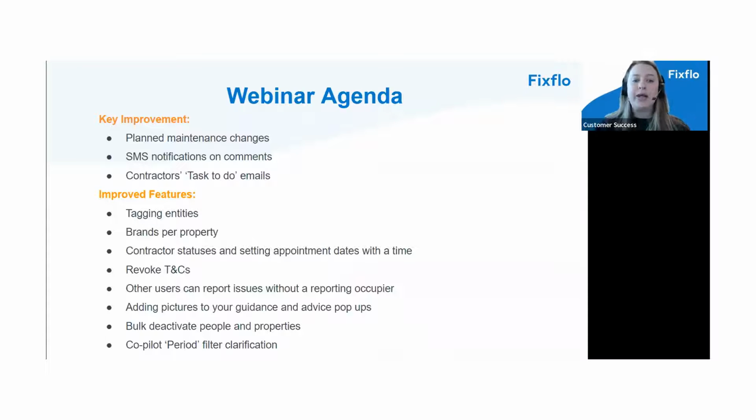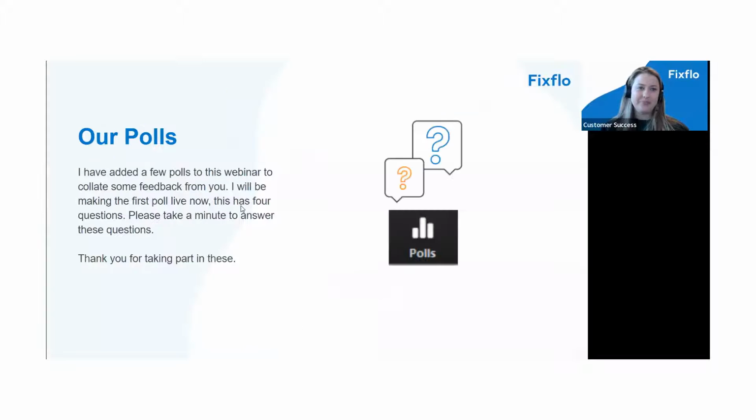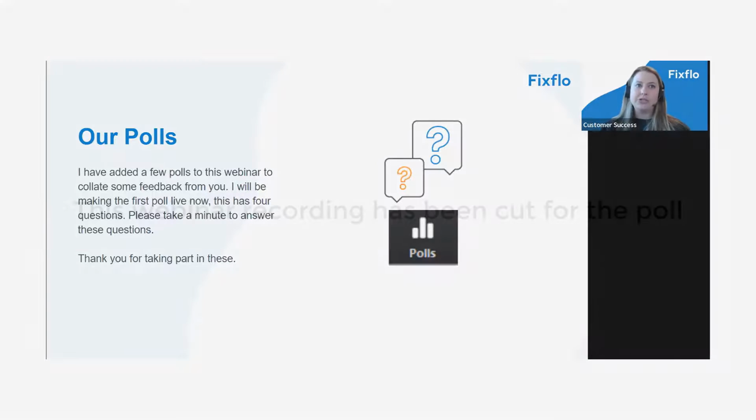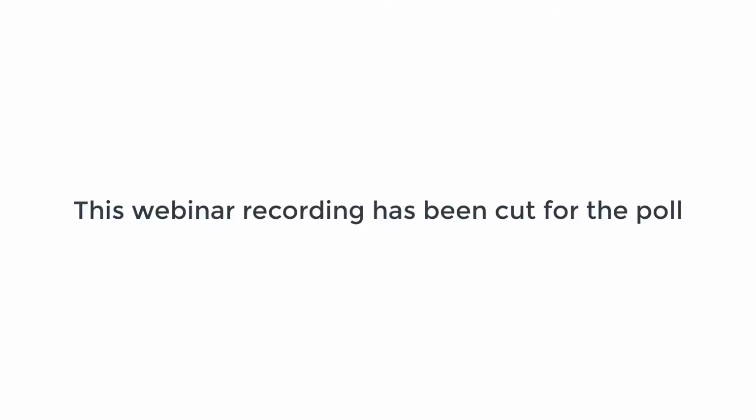We've improved the way you can add pictures to your guidance and advice pop-ups. You can now also bulk deactivate people and properties to keep your data neat and tidy. And finally, we have added a kind of filter clarification on the period filter on Copilot as well. So I'm really excited to show you these changes. Just to let you know, I have added a few polls to this webinar as well.